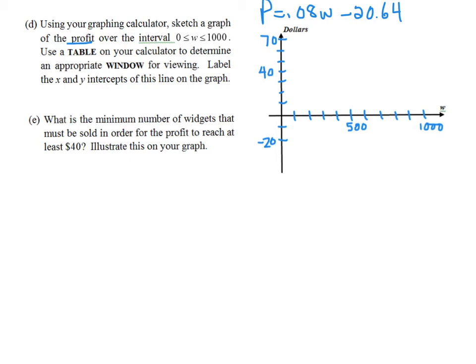Notice that I've set up my graph so that the interval on the w-axis, which is the horizontal axis, goes from 0 to 1,000, and I'm going to use my table of values to decide how much I need to go on the vertical axis. So take a minute and pause the video, enter this equation into your function, and then go ahead and look at the table of values all the way up to w equals 1,000. Again, when you're looking at your table, you can make your table go by probably 100 on the horizontal axis.